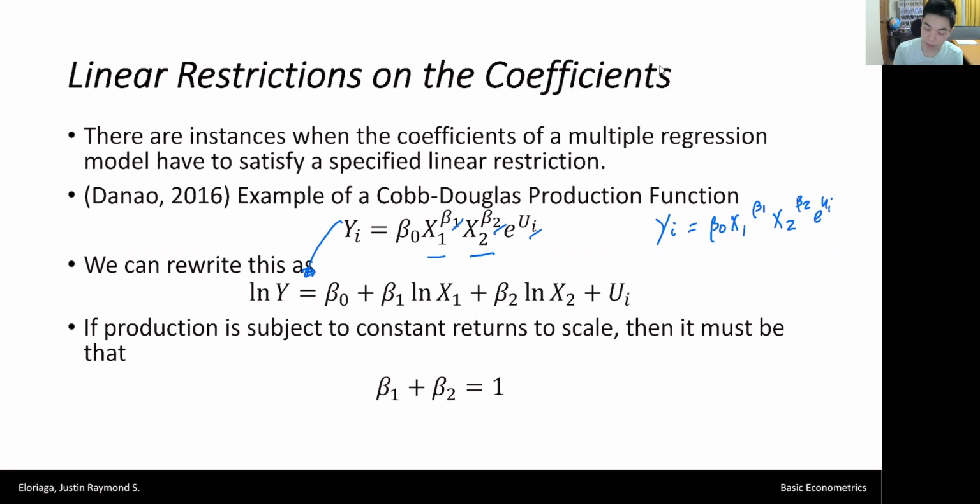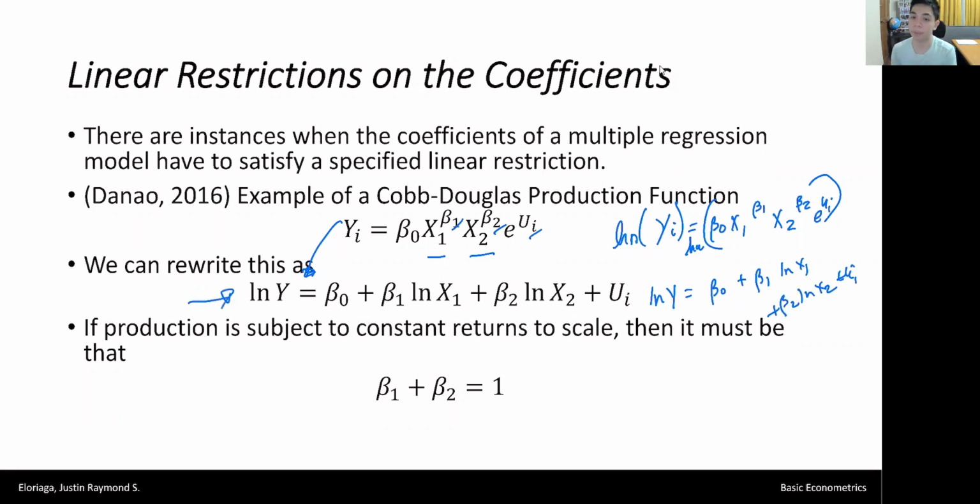Well, we take the natural log of both sides. You take the ln of both sides and you get ln of y is equal to beta naught plus beta 1 ln x1 plus beta 2 ln x2 plus u sub i. Essentially, you get this equation that we have here. Now, remember, if it's in a Cobb-Douglas form, the exponents must sum up to 1.